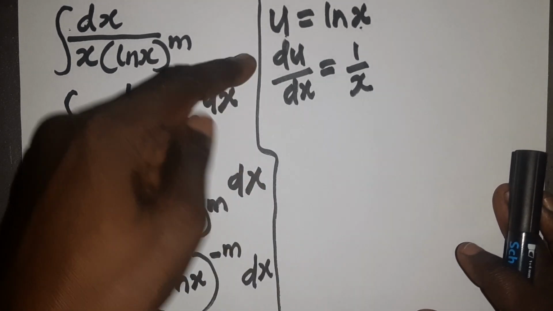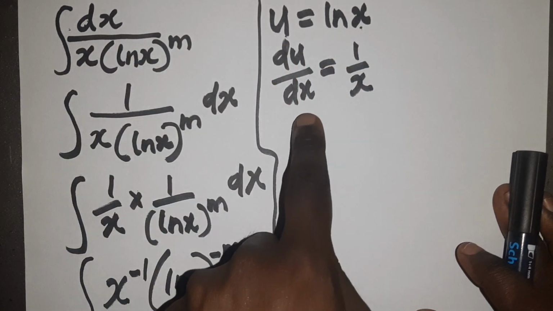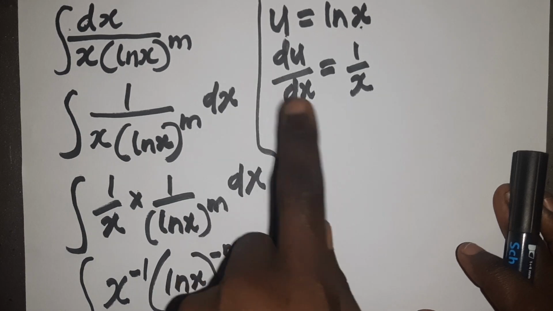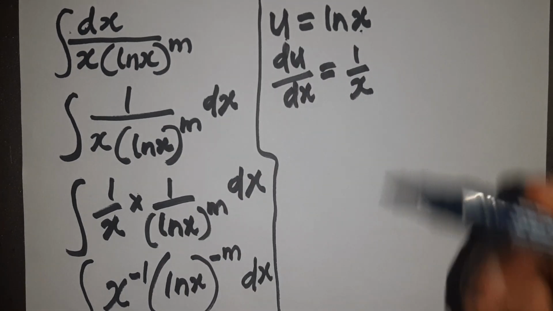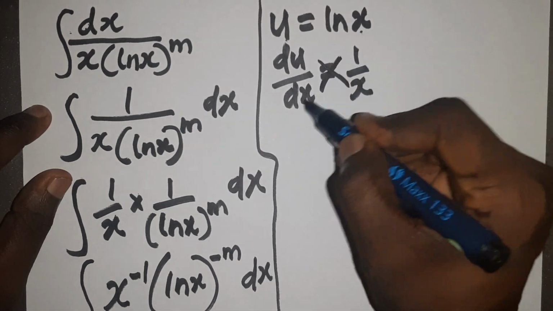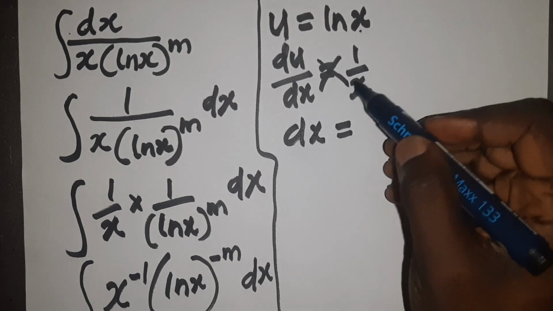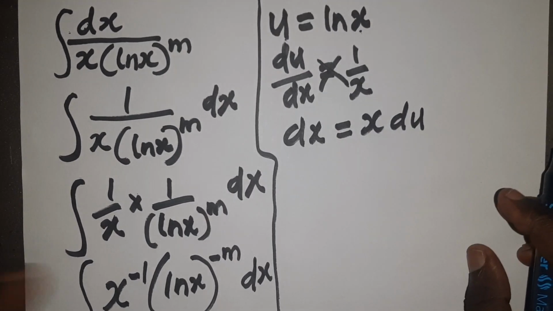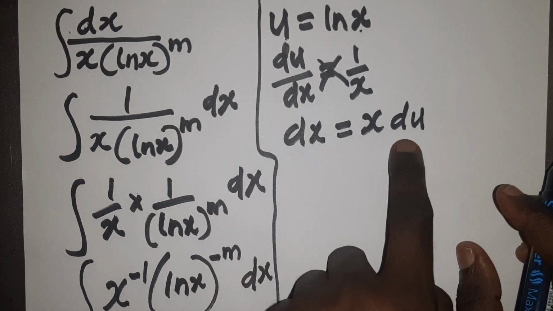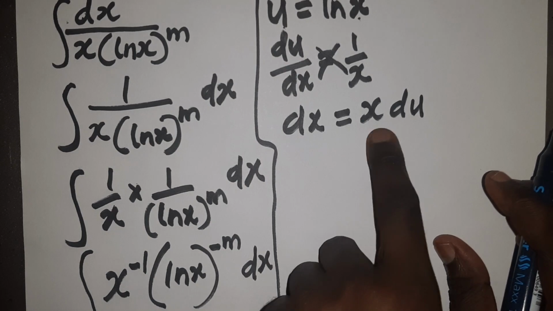So I'm going to treat this du dx as a fraction. I will cross multiply and make dx the subject of the formula here. Any value I get for dx, I'll replace over here. So let me cross multiply. dx times 1 still gives me dx equals, then du times x gives me x du. So finally, the value of dx is now x du. Anywhere there is dx in this integral problem, I'm fixing x du.